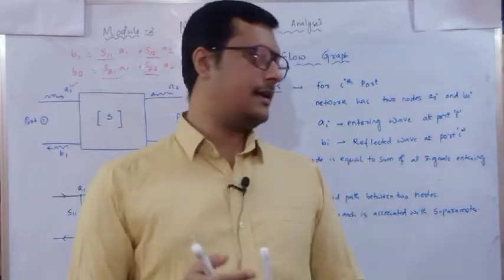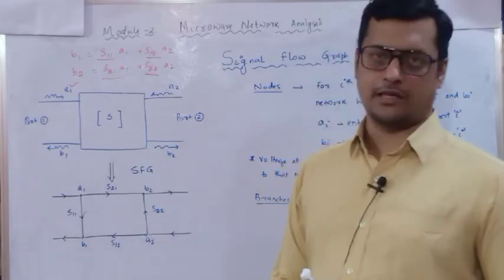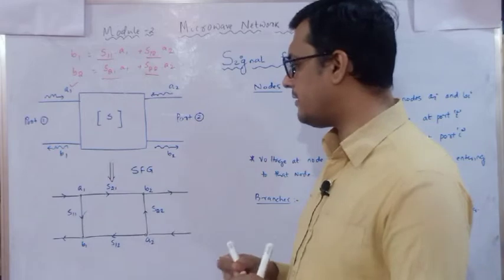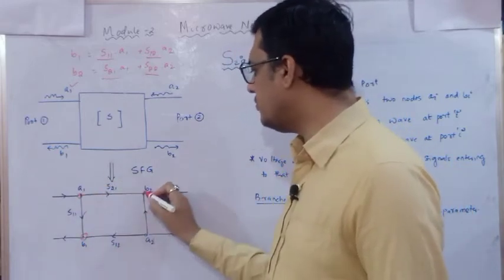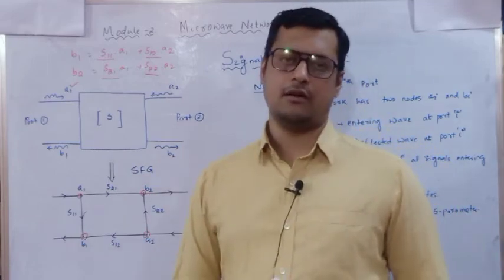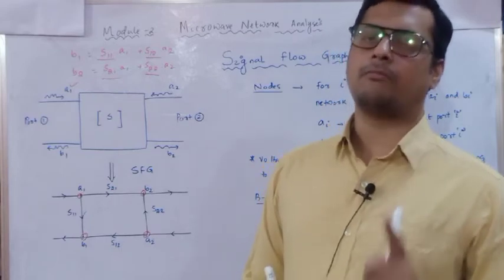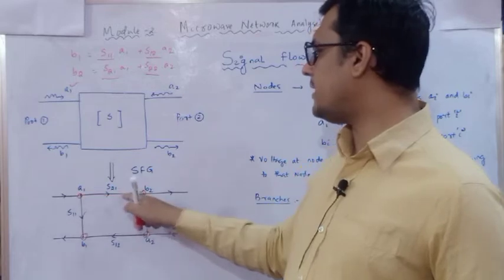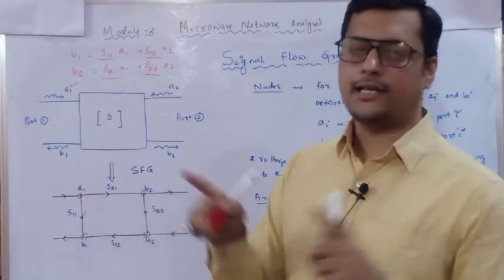So if I want to represent this block diagram, which is a 2-port network, as a signal flow graph, I will represent it in this manner. So how many nodes are there? 1, 2, 3 and 4. So there are 4 nodes available. 4 nodes means each node is represented with one normalized potential. Remember that. And the nodes are connected with the branches.